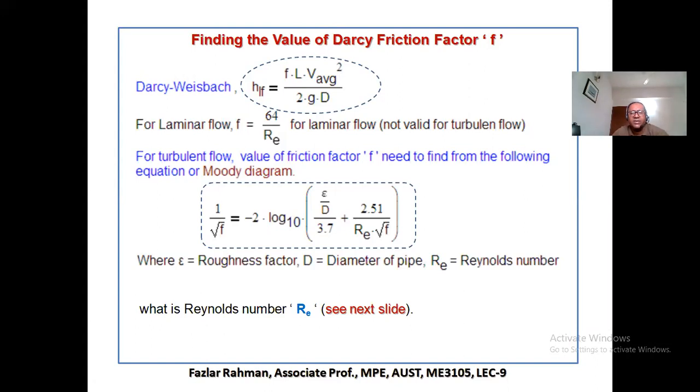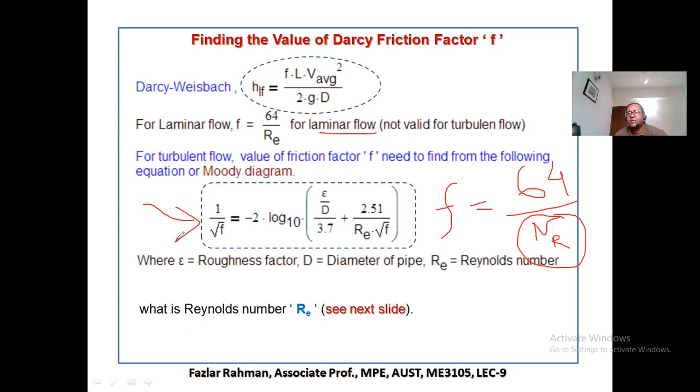Now, if the flow is laminar, in that case the friction factor f will be 64 divided by the Reynolds number, Re. So if you know the flow is laminar, you can directly use this formula. So what do you need? You need to figure out the Reynolds number. Then you need to know, based on the Reynolds number, when the flow will be laminar and when it will be turbulent. Now, for turbulent flow, f can be figured out from this big equation.